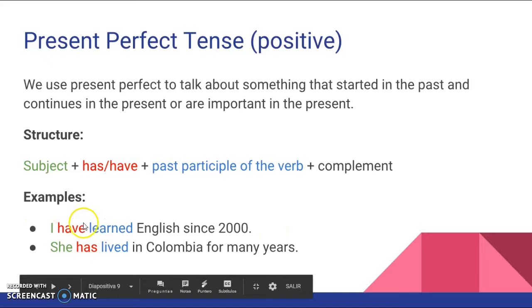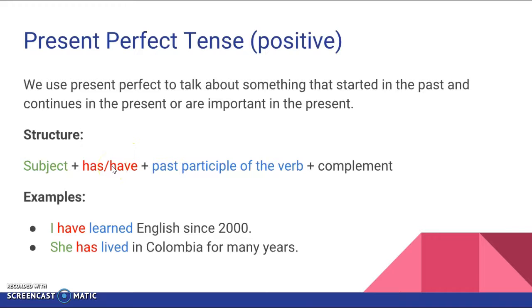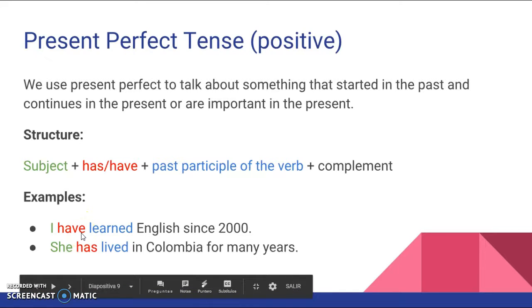As you can see, the verb have or has changes depending if it is the third person or another pronoun. We will use has always in the third person: she, he, or it.